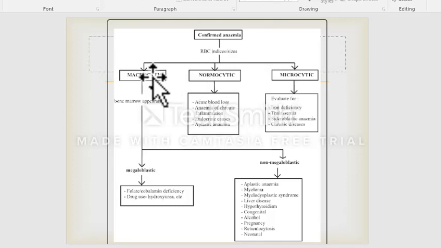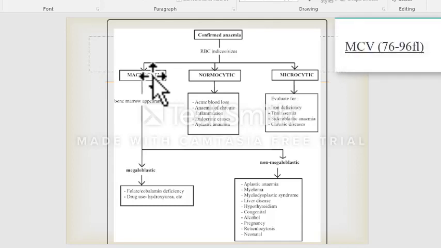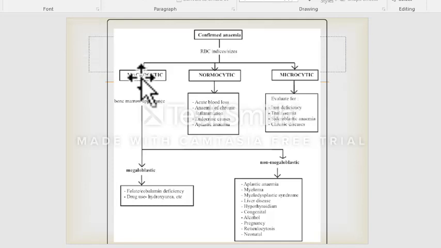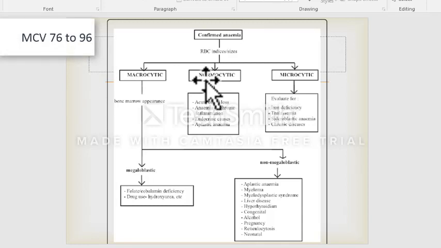Macrocytic anemia is anemia in which the level of MCV is increased above normal, while the normal level of MCV is 76 to 96 femtoliter. So if the level of MCV is higher than 96, we classify that anemia as macrocytic anemia. But if the level of MCV is between 76 to 96 femtoliter, that anemia is classified as normocytic anemia.